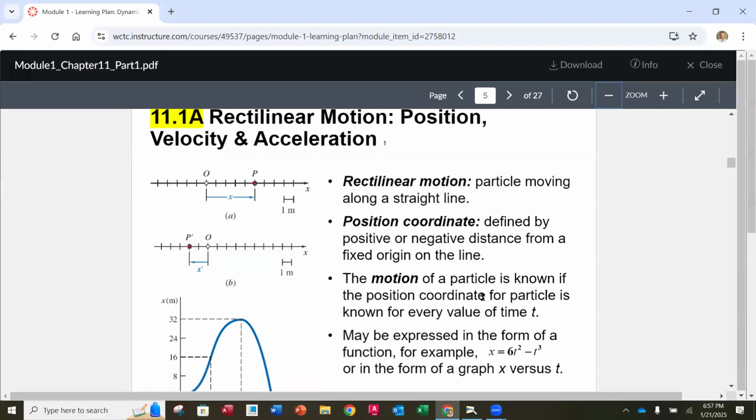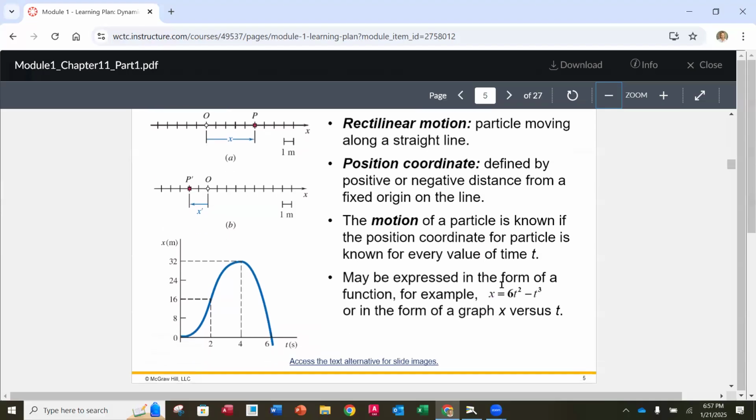Now, as we start looking at the first section here in chapter 11, 11.1a, this is rectilinear motion, looking at position, velocity, and acceleration. Again, these would have been subjects that you would have covered in depth in your physics class. Whether you're taking it concurrently, or you've taken it previously, or maybe in high school at some point, these are going to be familiar to you. So first of all, rectilinear motion is when we're interested in something that's moving along a straight line. Okay, a straight line.